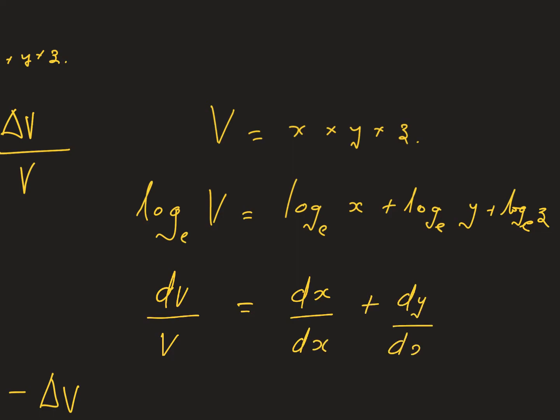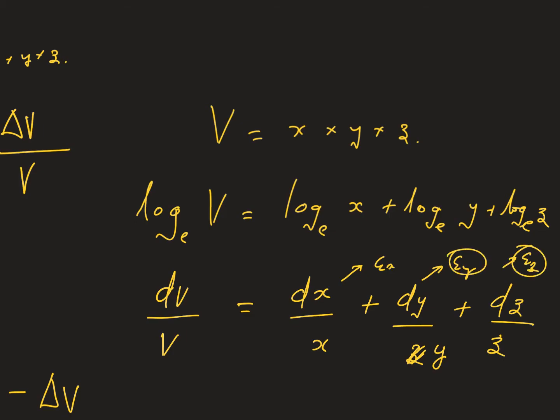I made a mistake. There is no d here, there is no d here. Then it is not z, it is y. So this is your epsilon x, this is your epsilon y, the strain in the y direction, and this is your epsilon z. These are your normal strains in the three mutually perpendicular directions.